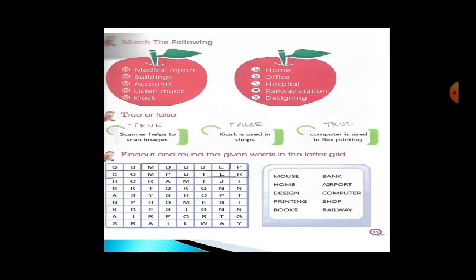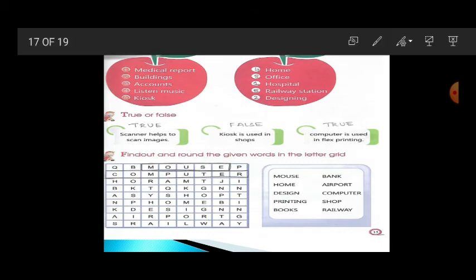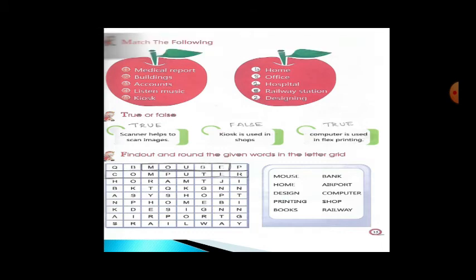Next, true or false. You need to tell whether it is true or false. Scanner, you need to write T here and F here, but I have written true or false. You can write like that only, children. Next, scanner helps to scan images. Is it true or false? Obviously it is true. Kiosk is used in the shops. False. Kiosk is mainly for the ticket reservation. Next, computer is used in the flex printing. Obviously true. Yes, the plotter is one of the parts of computers, which is used for the flex printing.